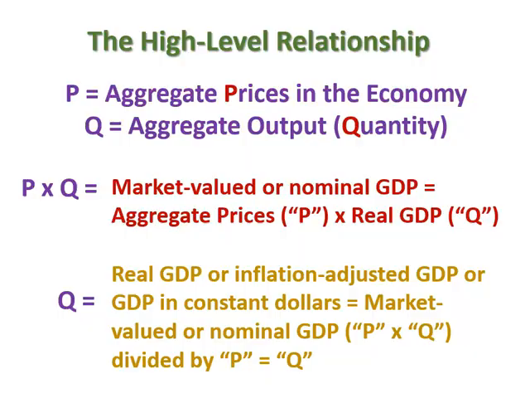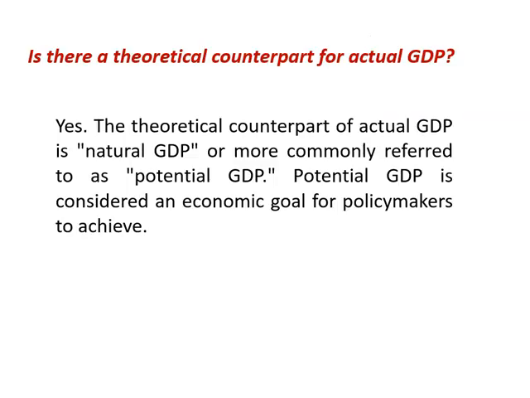So far, our discussion is only about the actual data that is tallied by the U.S. Commerce Department's Bureau of Economic Analysis. But we need to ask, is there a theoretical counterpart for actual GDP? Yes. The theoretical counterpart of actual GDP is natural GDP, or more commonly referred to as potential GDP. Potential GDP is considered an economic goal for policymakers to achieve.